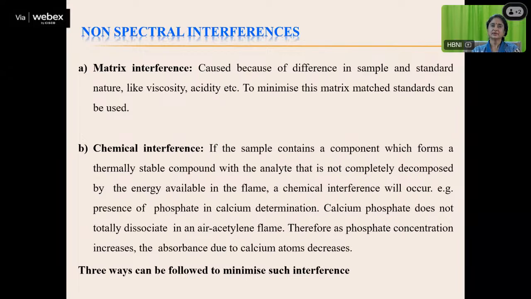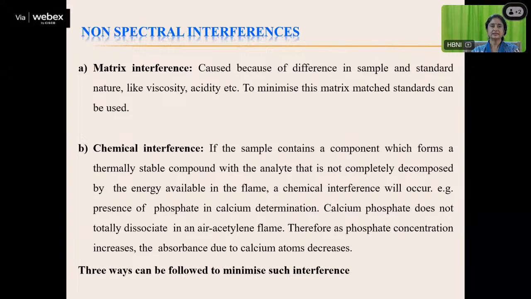Now chemical interference, what is that? If the sample contains a component which forms a thermally stable compound with the analyte that is not completely decomposed by the energy available in the flame, chemical interference will occur. For example, the presence of phosphate in calcium determination. You know, calcium phosphate is a very strong complex. It will not break at the temperature of your air-acetylene flame. Therefore, as phosphate concentration increases, the absorption due to calcium atoms normally decreases.